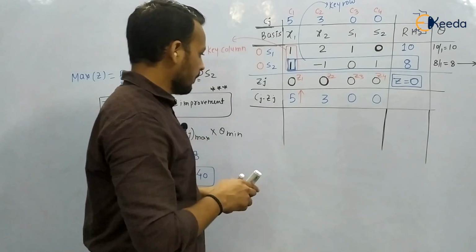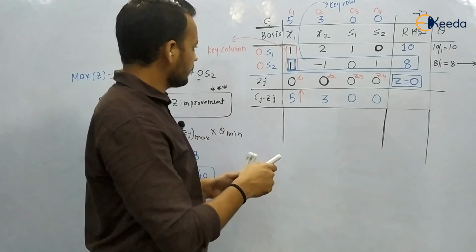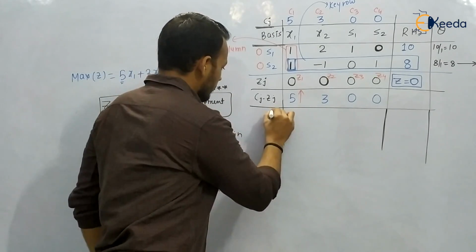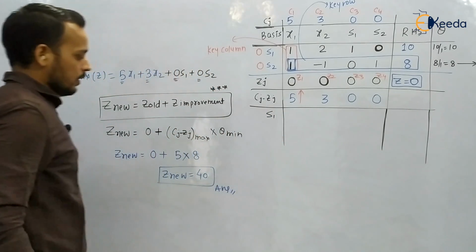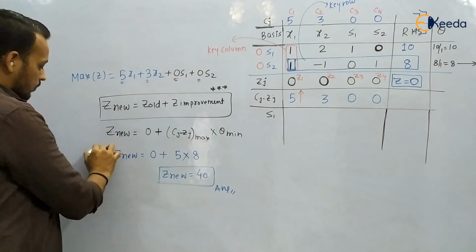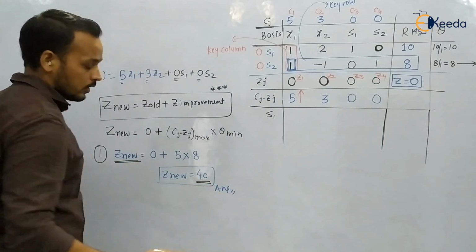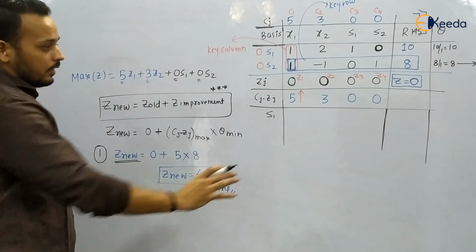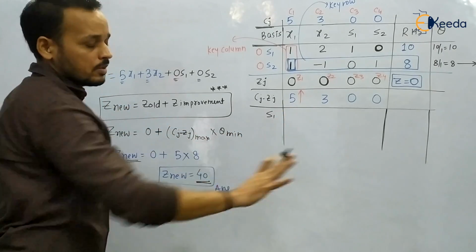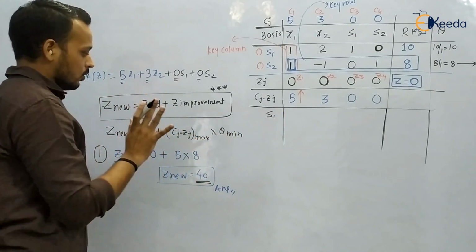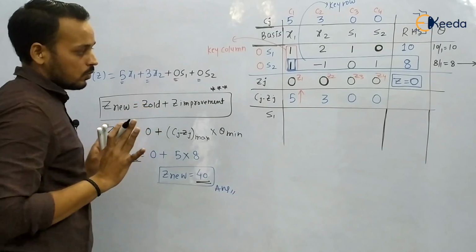We will complete it. Okay, so from here we have seen that now the S1 will remain in the basis. One way, this is the first method, is that you can find the z new, and the z new is going to be 40, which is going to be your answer. But we can calculate the value of z with the help of the simplex table also. Either you can use it. In the examination you can use this formula.